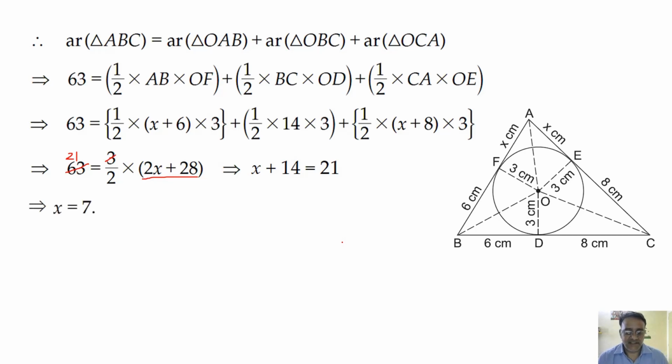7 centimeter. 7 centimeter. Right. So हम लोग को AB निकालना था इसमें. तो AB है x plus 6. That is 7 plus 6, 13 centimeter. Any doubt in this question?